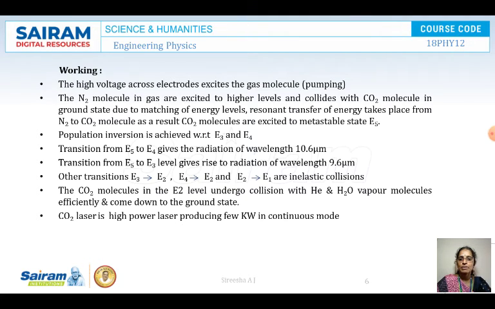The transitions from E3 to E2, E4 to E2 and E2 to E1 are inelastic collisions. The CO2 molecules in the E2 level undergo collision with helium and H2O water vapor molecules effectively and come down to the ground state. So the CO2 laser is a high power laser producing a few kilowatts in continuous mode. Thank you.